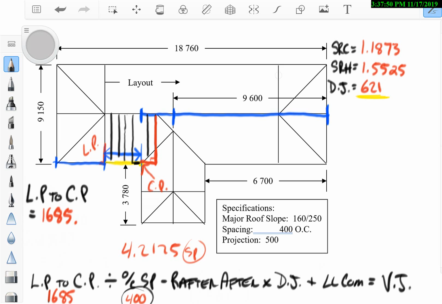We now subtract the rafter we're after. Well, which rafter is that? We have 1, 2, 3, 4, 5, 6. So the second major valley jack rafter is rafter number 6. So on my calculator, I'll go minus 6, which is the rafter we're after. Now that gives us minus 1.7875. We have 1.7875 spaces.